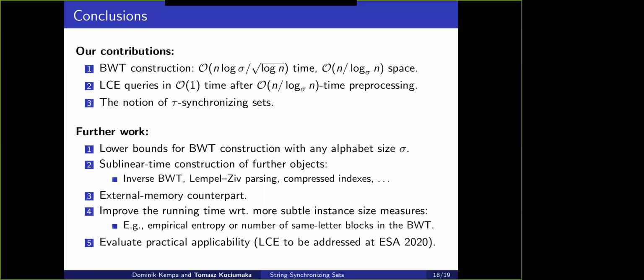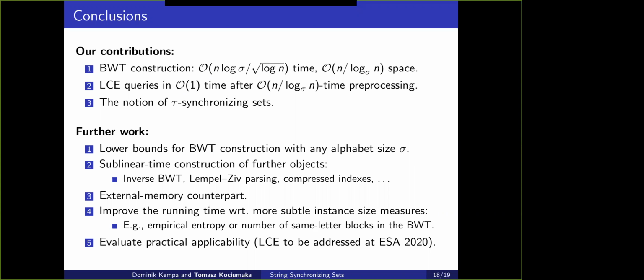It's still not written down, but essentially, unless you improve upon counting inversions, either our running time or linear running time is optimal for every alphabet size, the minimum of the two. Secondly, which is still open, use these techniques to construct more sophisticated objects like Lempel-Ziv parsing or the FM index.